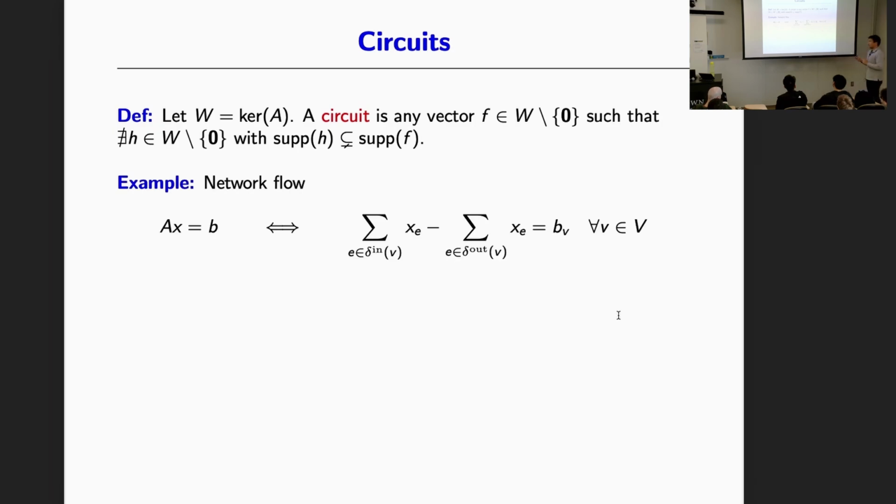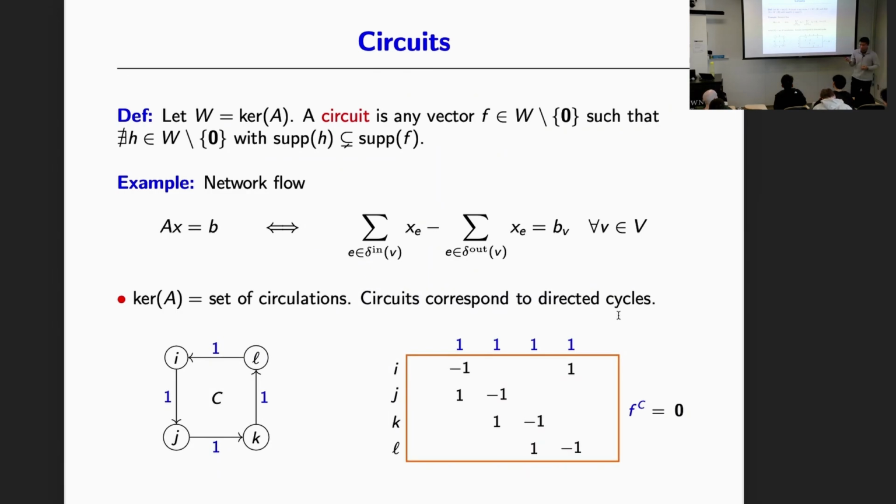So I think it's best to illustrate this with an example. Let's assume that A is the constraint matrix of a regular network flow problem, right? Then Ax equals b essentially says that inflow minus outflow is equal to b_v for every node v. So what is our subspace given by the kernel of A? You just set b to 0, and the kernel of A is the set of circulations of your graph.